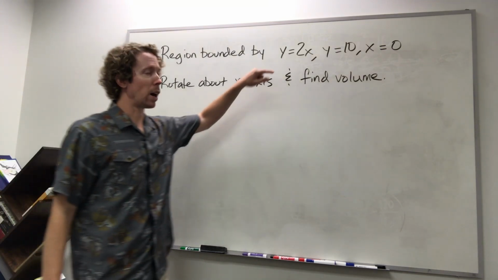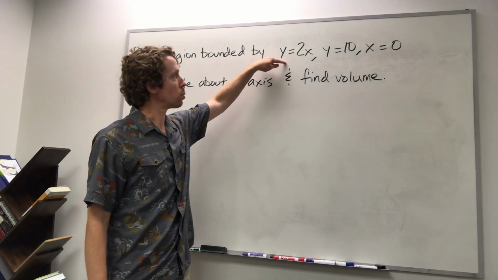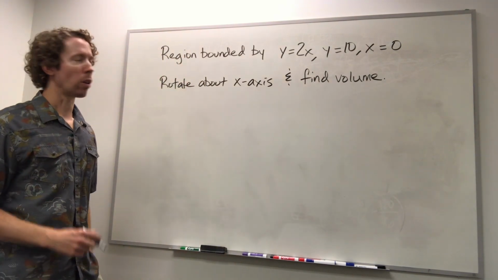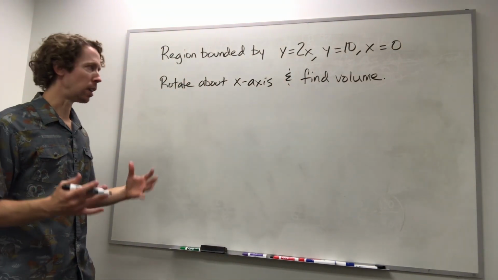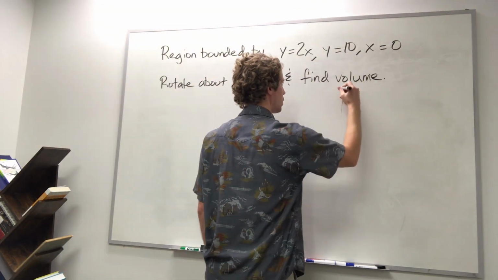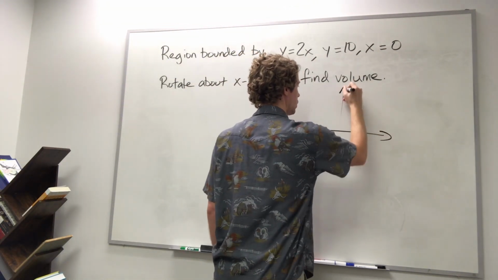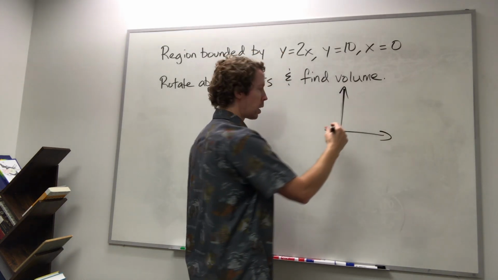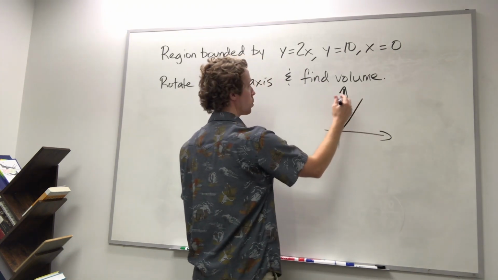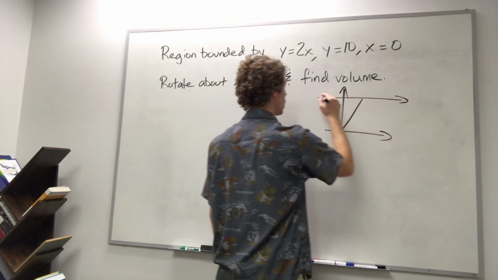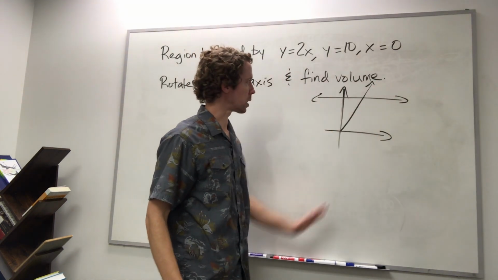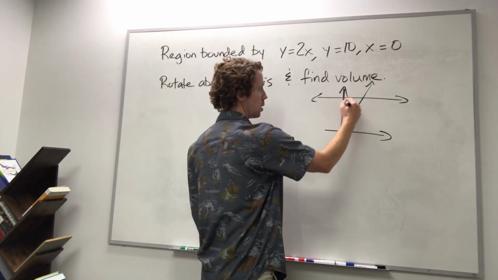My region is bounded by three curves: y equals 2x, y equals 10, and x equals 0 in this example. So I'm going to sketch that just so I can get an idea of what's happening here. Y equals 2x goes through the origin, has a slope of 2. Y equals 10 is a horizontal line. And then x equals 0 is the y-axis. So I'm looking at this region right here.